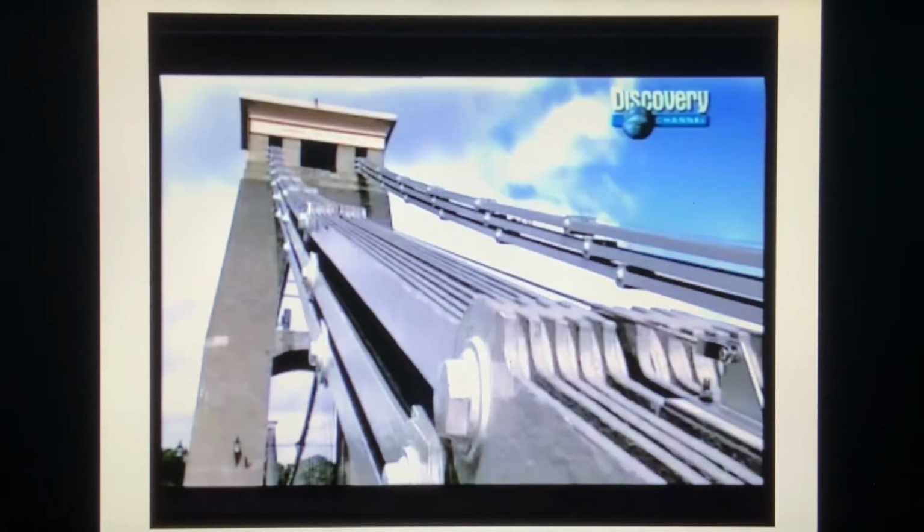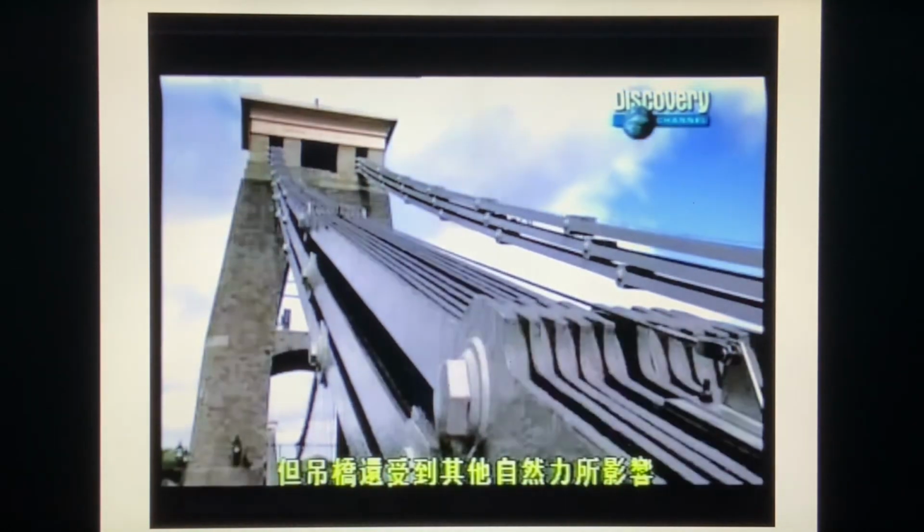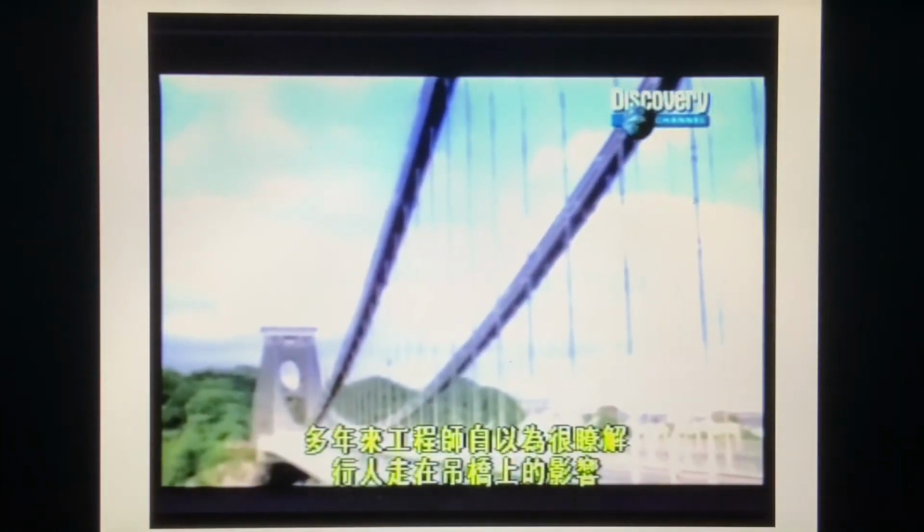Resisting wind and earthquakes is a challenge, but there are other forces of nature out to get the suspension bridge. Over the years, engineers thought they understood the effect of people walking on a bridge, but they didn't.